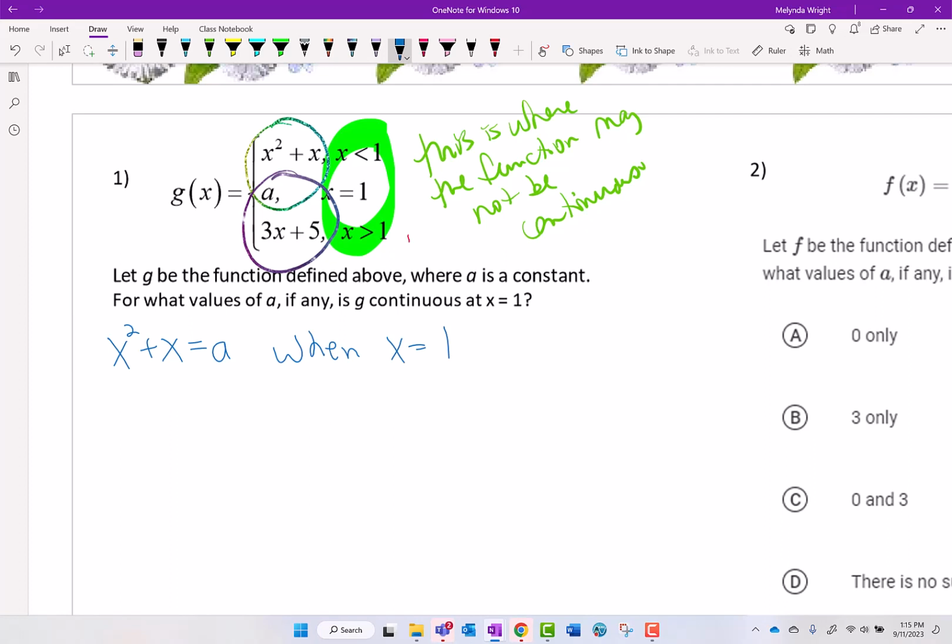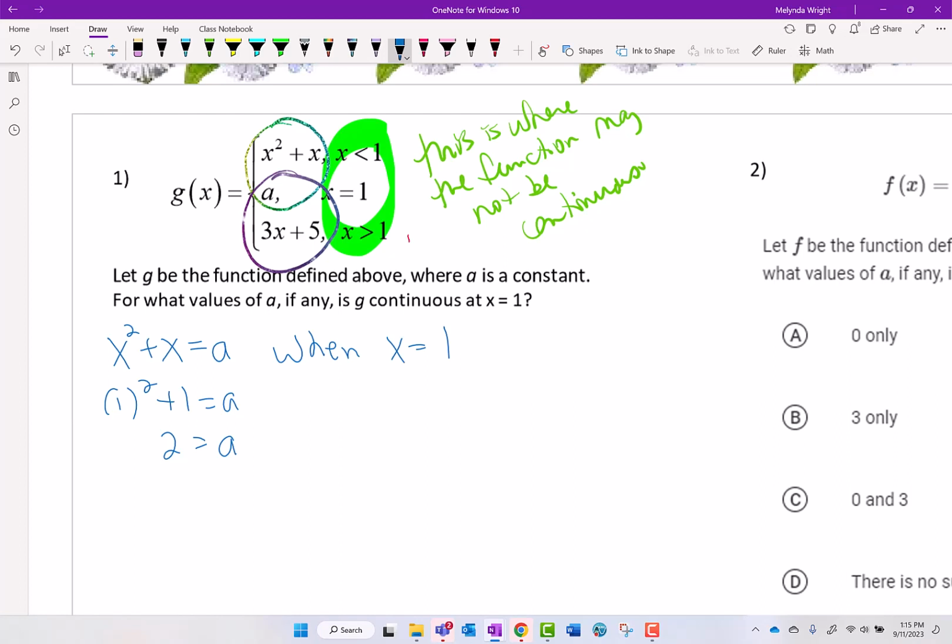Why did I pick 1? Because that's where they join together, right? That's where the two functions become 1. So I'm going to plug a 1 in for x. So I've got 1 squared plus 1 equals a. So for the top two functions, if a is 2, we're in great shape and we're continuous.